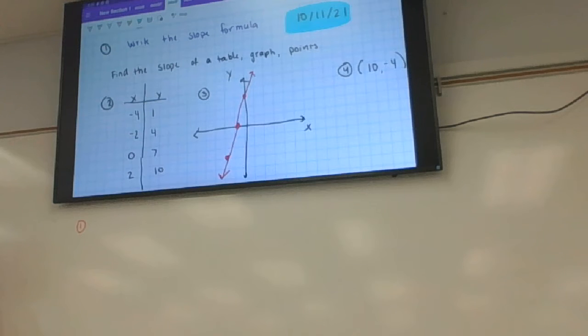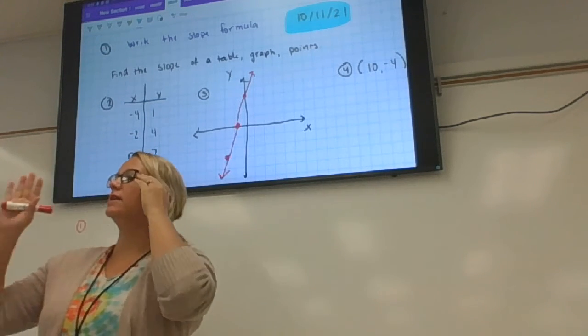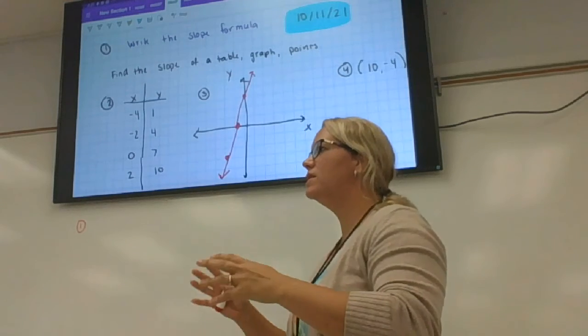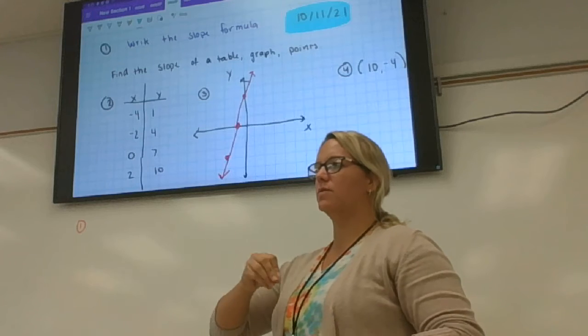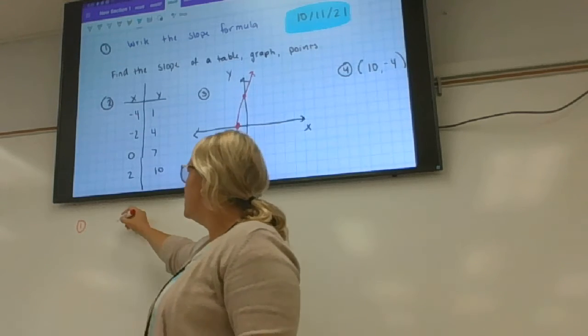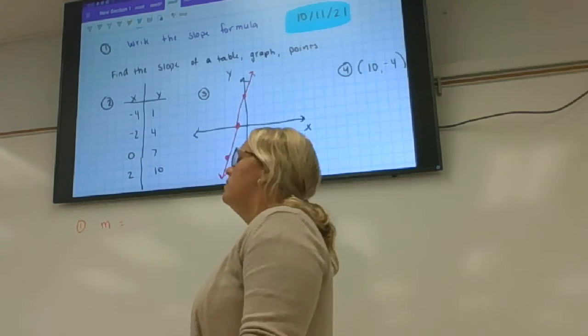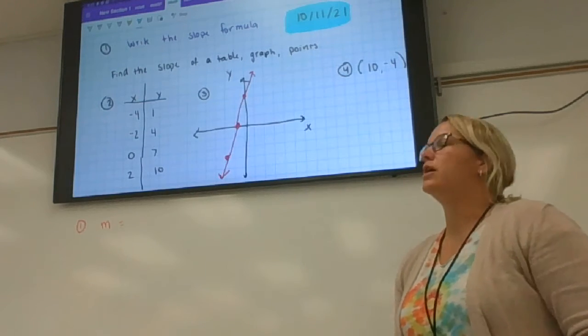Alright, so let me ask around then. I heard a lot of people got... Sophia, what letter is the same as slope and rate of change? It says the letter M. So when we talk about rate of change or slope, we call it M.